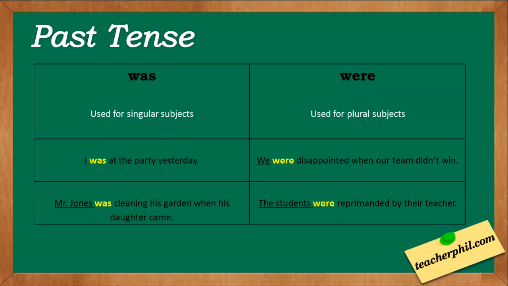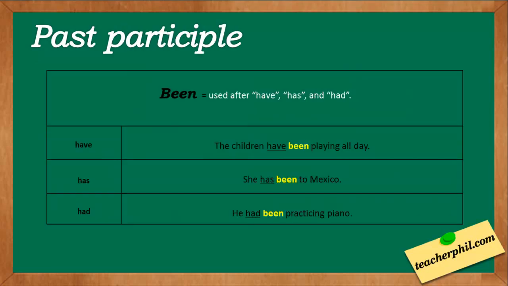Were. Were is used for plural subjects. Examples: we were disappointed when our team didn't win. And the students were reprimanded by their teacher. If you notice in the sentences, we and the students are plural, and the actions happen in the past. That's why were is used.